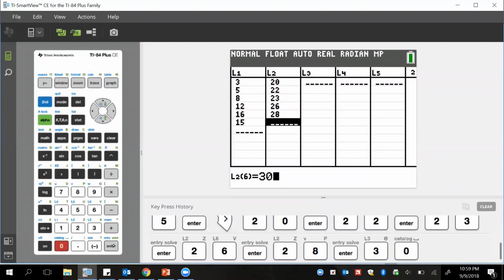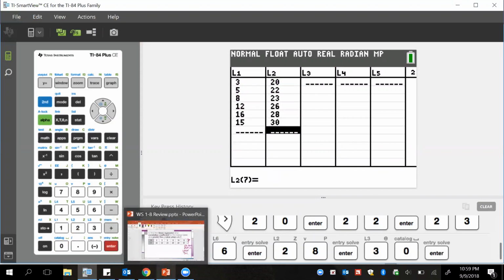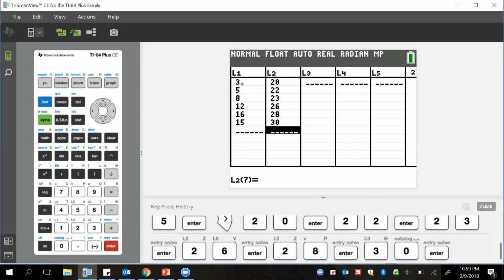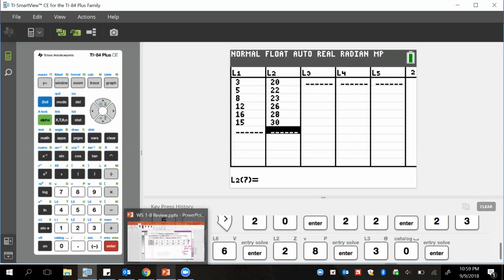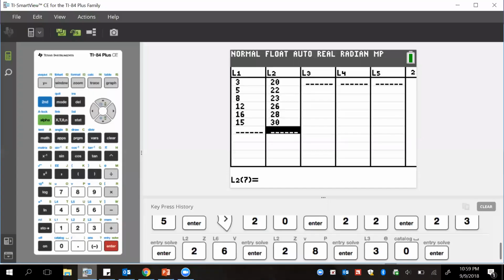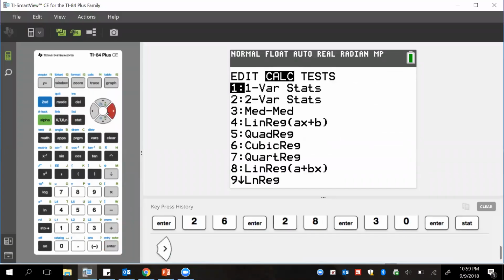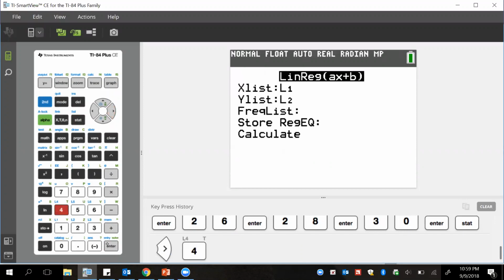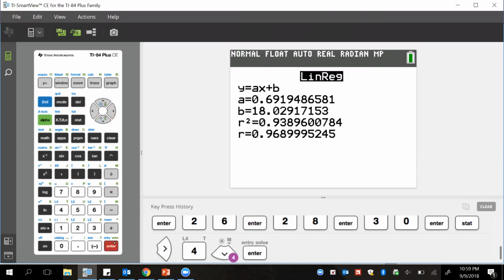So I'm going to arrow over 20, enter, 22, enter, 23, enter, then 26, enter, 28, enter, and 30, enter. Just double check, always make sure, again, you want every single point that's in L1 to have a point in L2. So if I had a number down here under 15 and I didn't have a number here, then I either did something wrong or I shouldn't have entered that number in, okay? So again, double check your numbers because your calculator is going to give you an answer as long as your lists match. Once we've done this, we're going to go to stat, then over to calc, and then number 4, arrow down to calculate, and hit enter.